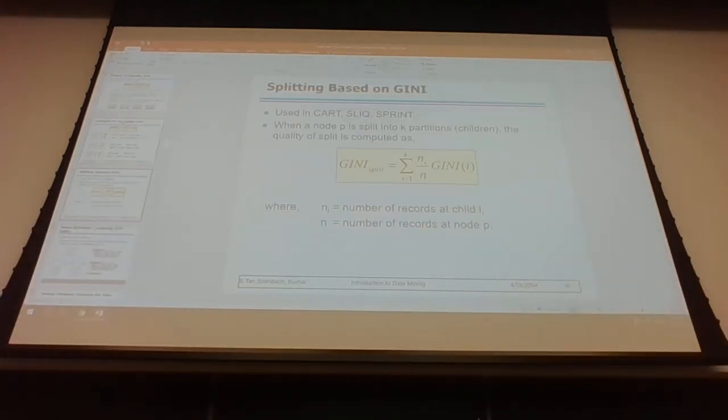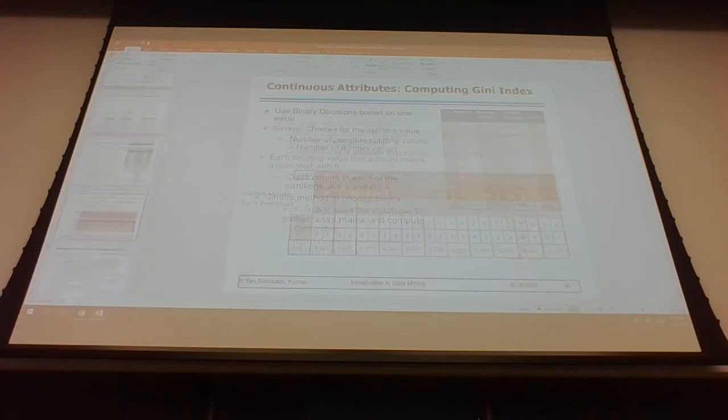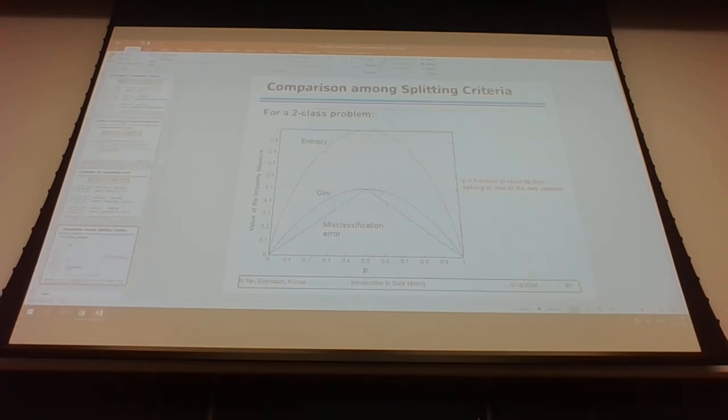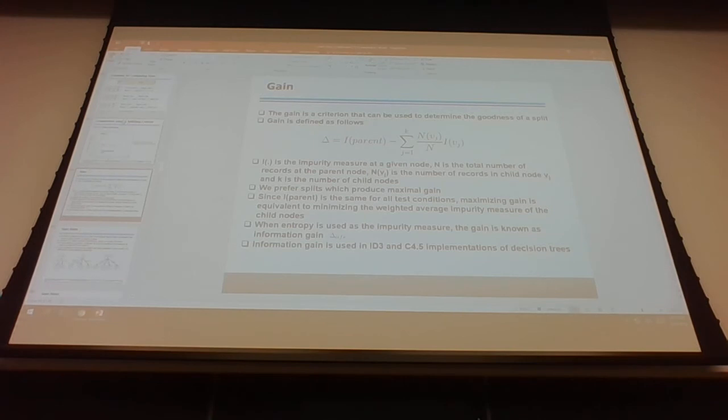So you want lower values for the impurity measure. These are all different impurity measures. We have already talked about this, and then we talked about entropy and misclassification error. We saw how these three metrics change, and we talked about the gain.